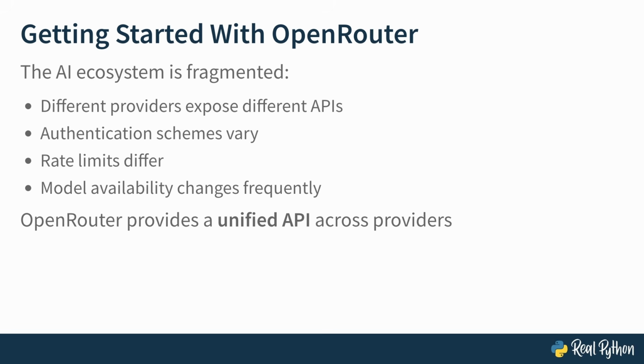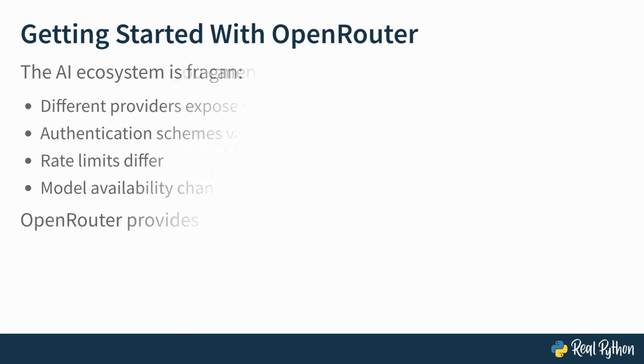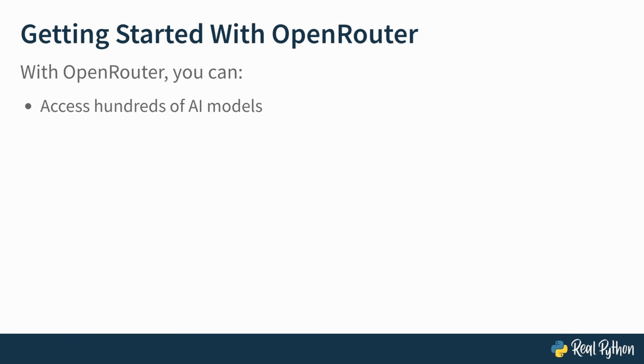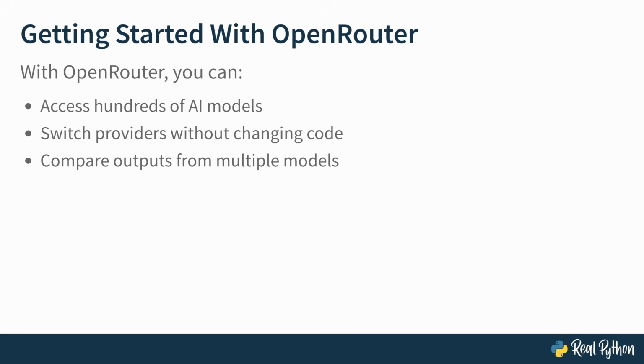What OpenRouter does is provide you with a unified API across providers. Using OpenRouter, you can access hundreds of AI models, switch between different model providers without changing your code, compare the outputs of multiple models, all of which helps you build more resilient AI applications.